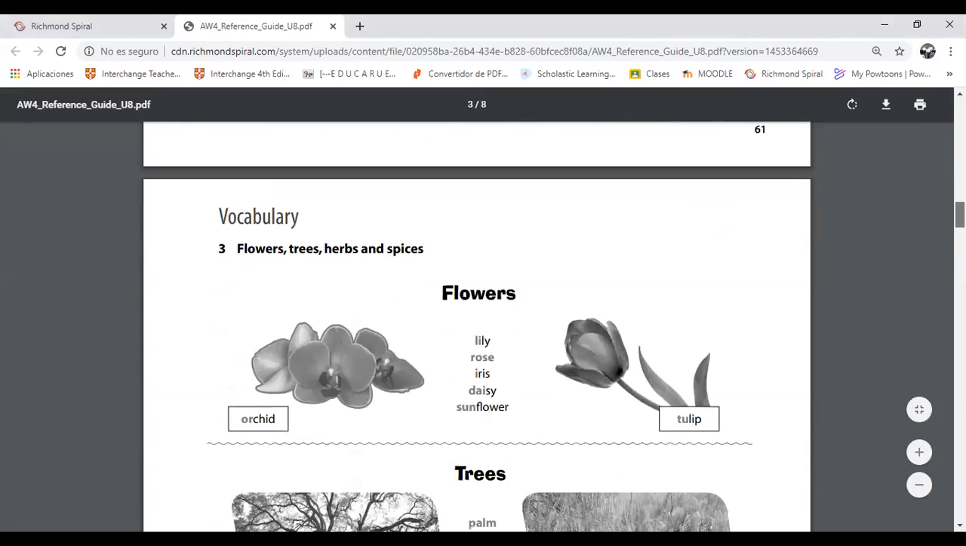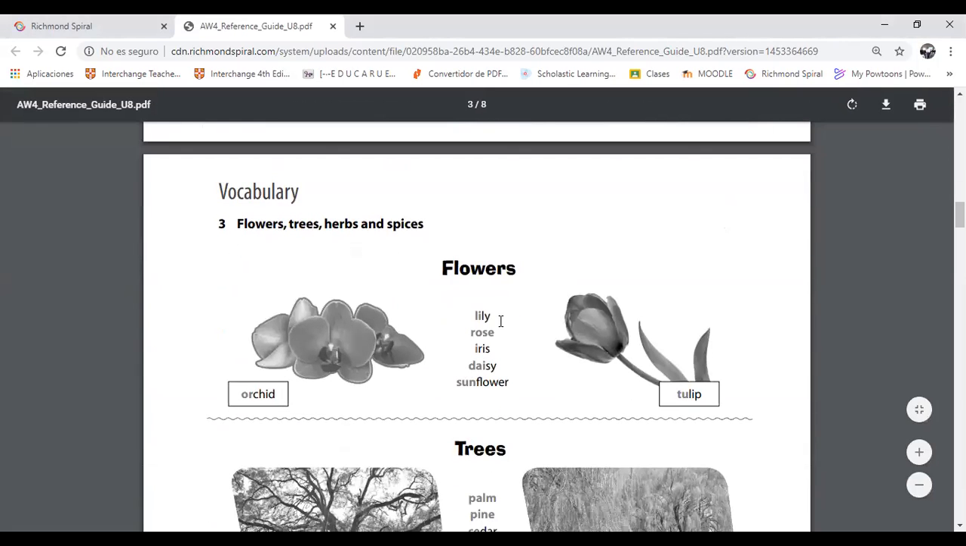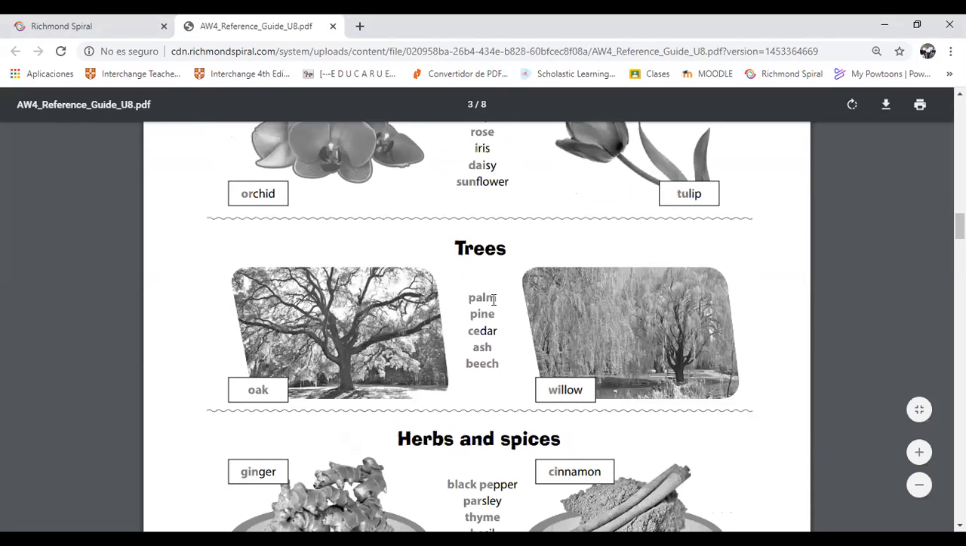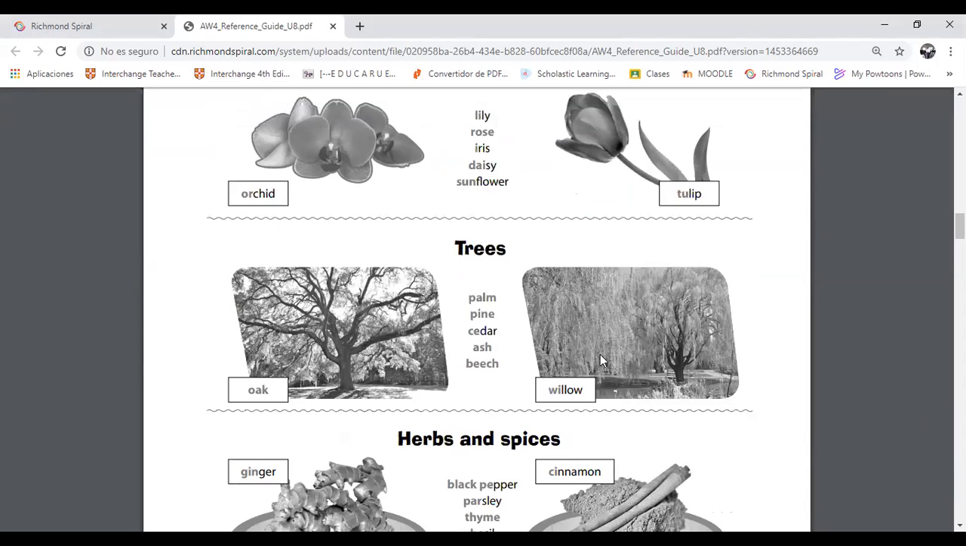Okay. More vocabulary about flowers: lily, rose, iris, daisy, sunflower, orchid, and tulip. And now trees: palm, pine, cedar, ash, beech. And we have a picture of an oak, and we have a picture of a willow.